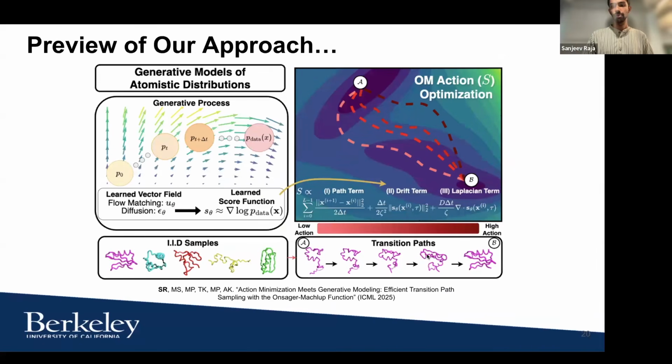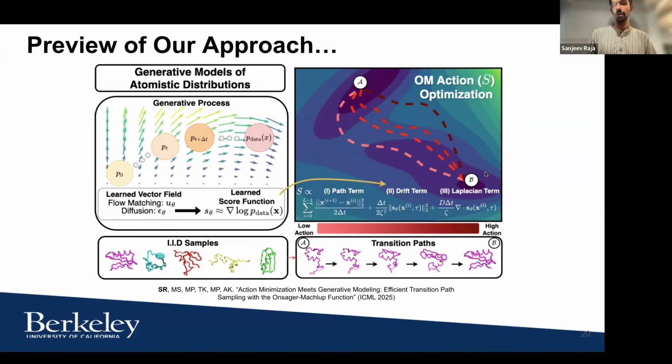And so a preview of our approach is to leverage the connection between a certain class of generative models, which are in this case score-based generative models. So we consider denoising diffusion to be the canonical example of a score-based generative model, but flow matching can also roughly be fit into this framework. Even though it's not exactly doing score matching, you can extract a score from a flow matching model.